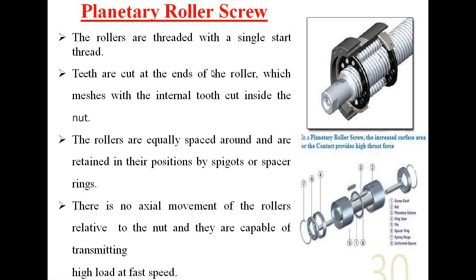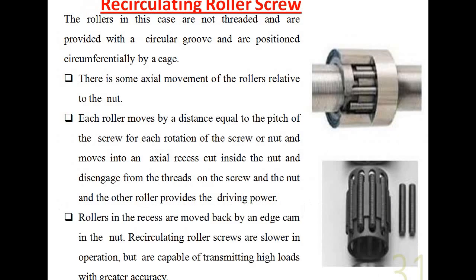In the planetary type, the rollers are threaded with a single start thread. Teeth are cut at the ends of the rollers, which mesh with the internal teeth cut inside the nut. The rollers are equally spaced around and retained in position by a spigot or spacer. There is no axial movement of the rollers relative to the nut. They are capable of transmitting high load at fast speed.